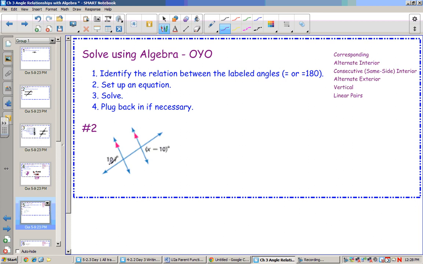Now this one, we could already find all the angles. In this one, our goal is to find out what x equals. So the first thing we do is find out what the relationship between these angles is. The relationship is alternate exterior angles, which are equal. So x minus 10 is equal to 104. Now we just add 10 to both sides, and x is 114, and we are finished with that problem.